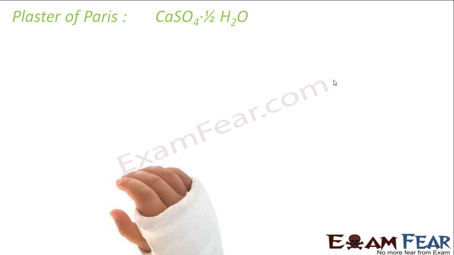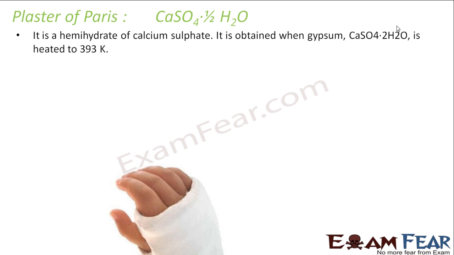The next is the plaster of Paris. So we have read gypsum, CaSO4.2H2O. This is CaSO4.½H2O. So how to get CaSO4.½H2O? You have this CaSO4.2H2O, gypsum. You heat this below or almost 393 Kelvin. You will get this hemihydrate calcium sulfate. That is nothing but plaster of Paris.